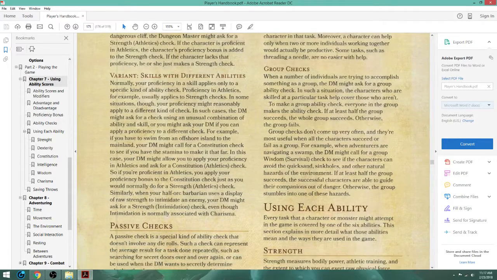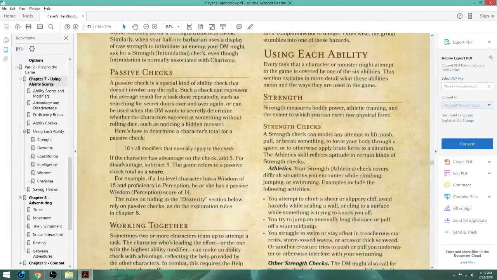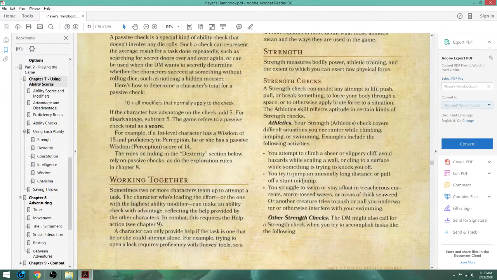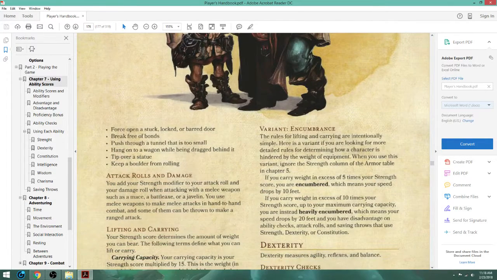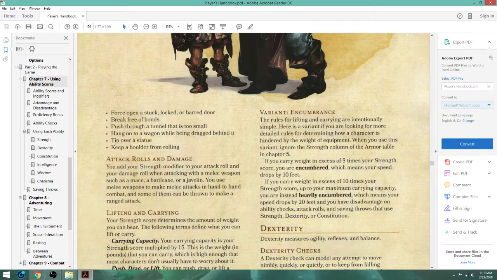But let's talk about what are some of the strengths. What are some of the ability skills that you learn. So athletics. Athletics is basically how it sounds. Athletics is based on your climbing, your jumping, how well you grapple, and how well you can do other athletic things. There are certain things that go with having the strength.